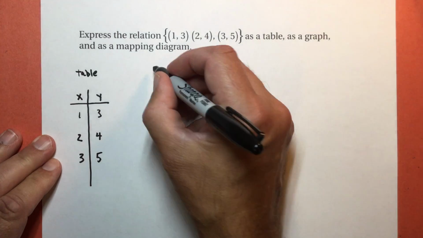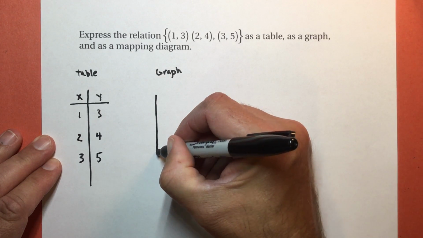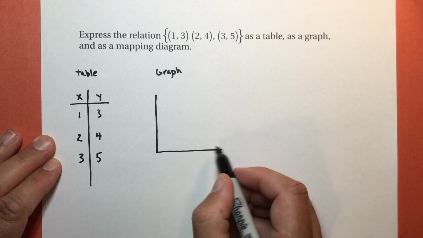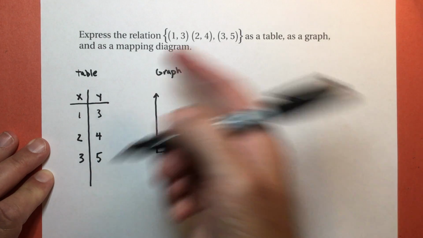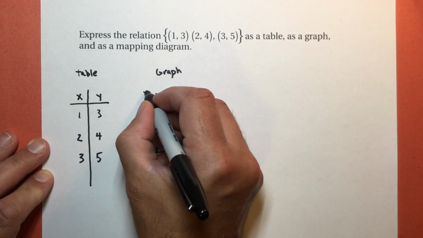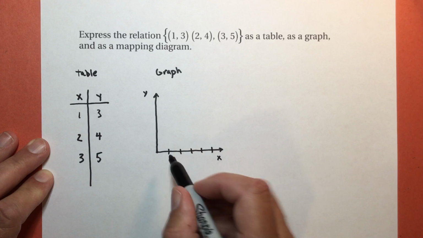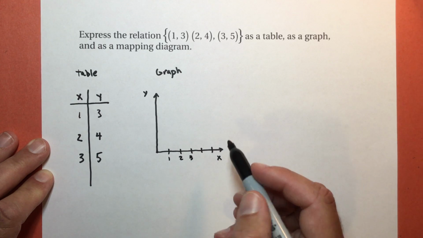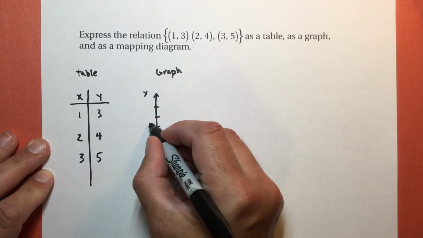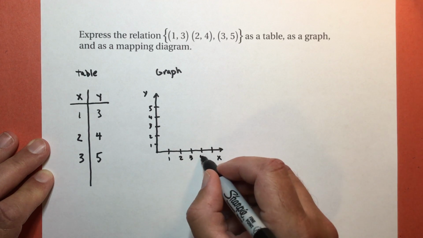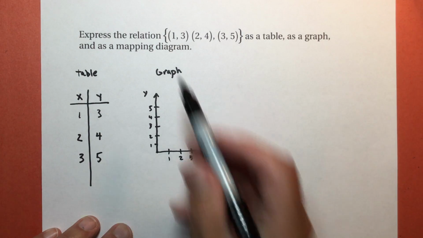To draw the graph, again, I'm going to make my x and y axes. And unlike last time, I don't know what the labels are for my axes. I don't have those. It doesn't tell me that. So this is going to be x, and this is going to be y. Now my x's are going to go 1, 2, 3, 4, 5, but I only have 1, 2, and 3. And my y's are going to go 1, 2, 3, 4, 5. So I'm making my axes big enough to cover whatever's going to happen with this.